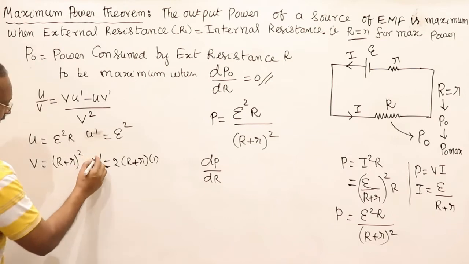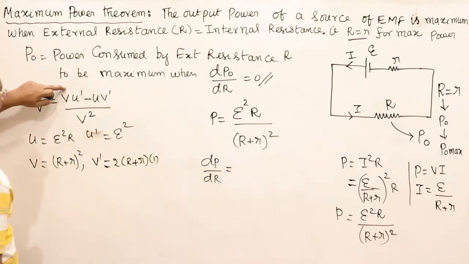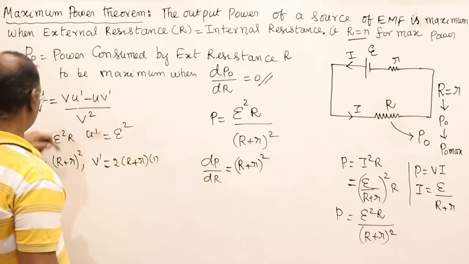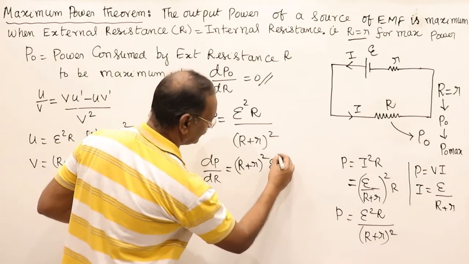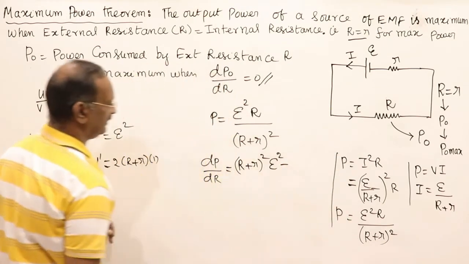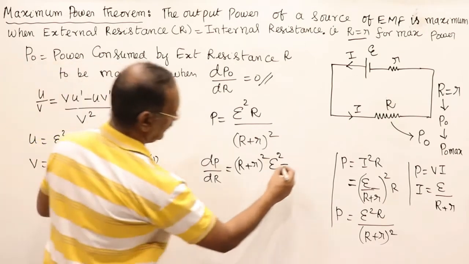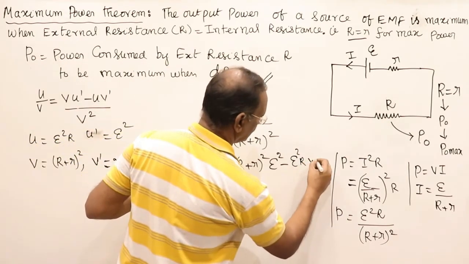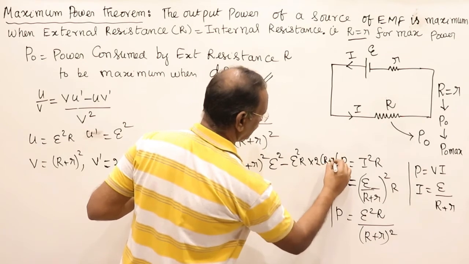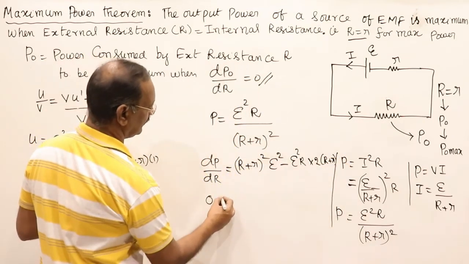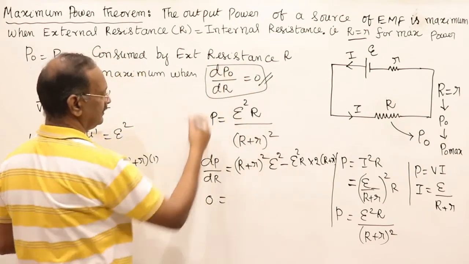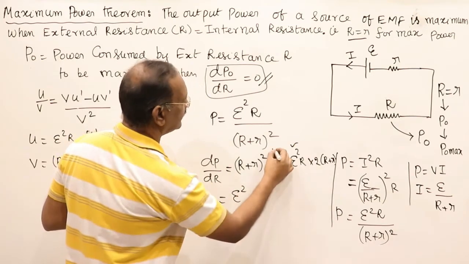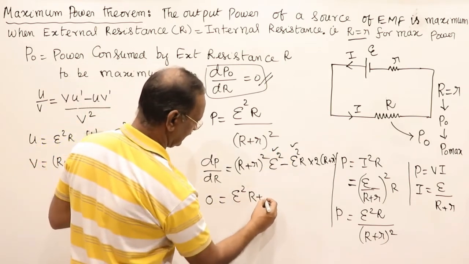So this is V dash. We can write the formula as: V, the denominator R plus r whole square, into U dash, which is epsilon square, minus U, which is epsilon naught square into R, and V dash, which is 2 into R plus r, which is to be equated to 0, because dP by dR we have to equate to 0. It means we can take epsilon square out, and we can take one R plus r out.